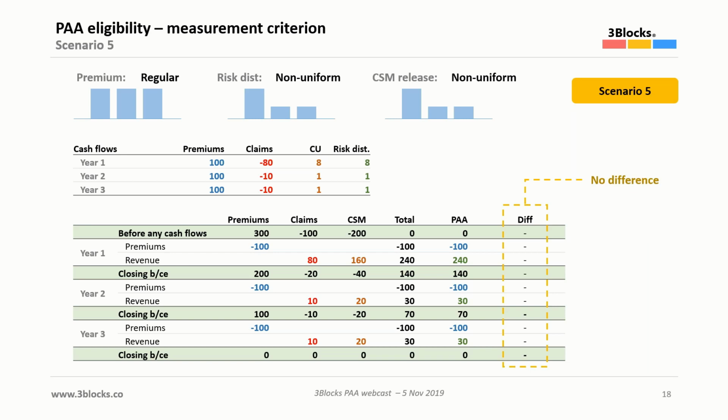In scenario 5, the risk distribution pattern remains the same as it was in scenario 4, and the coverage unit pattern now matches it. Under this scenario, once again, the liability for remaining coverage is the same under the general model and PAA at the end of each year. I'll now pass over to Agnieszka for an introduction to the 3Blocks PAA eligibility check tool.